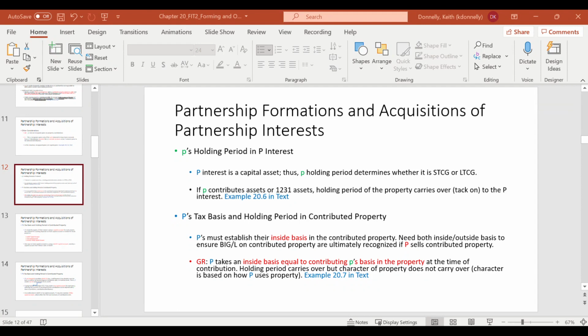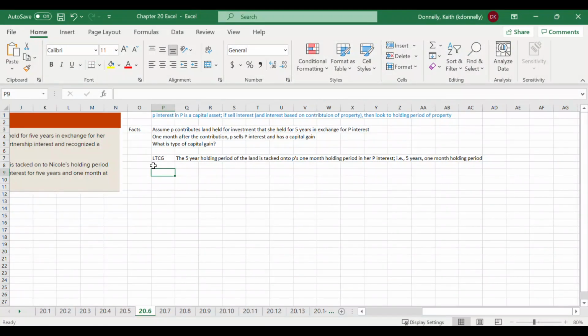So let's look here at 26. Assume we have a partner who contributes land. They held this land for 5 years. 1 month after they contribute it, they sell their partnership interest. What type of gain is this? Well, it's going to be a capital gain. And because we look at the property that was given to determine the holding period, you just have a carryover basis. In this case, because you held that property for a long period of time, the partnership interest is then effectively going to be given that long-term capital gain treatment, even though you only held it for 1 month. So look to the property that's contributed, not necessarily, if it was just cash.